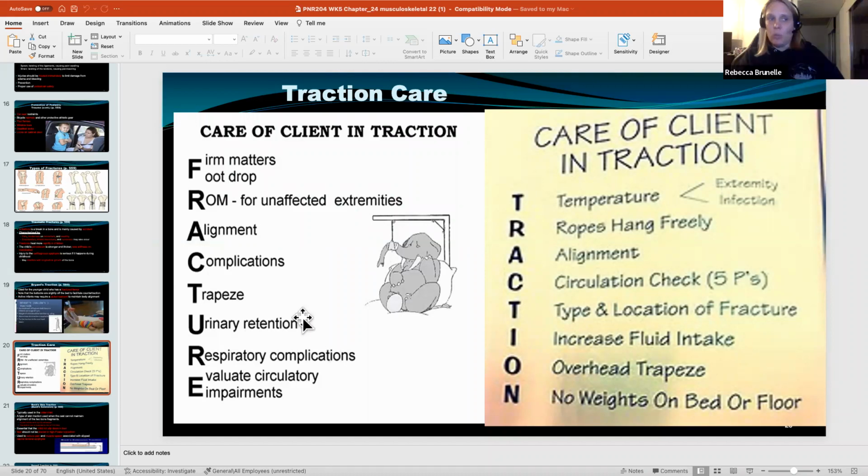They're at risk for urinary retention, and because they're lying in bed, they're at risk for respiratory complications and circulatory complications. So circulatory complications, like they're at risk for clot formation. They could develop a DVT, something similar to what you would see in a med-surg post-op patient.